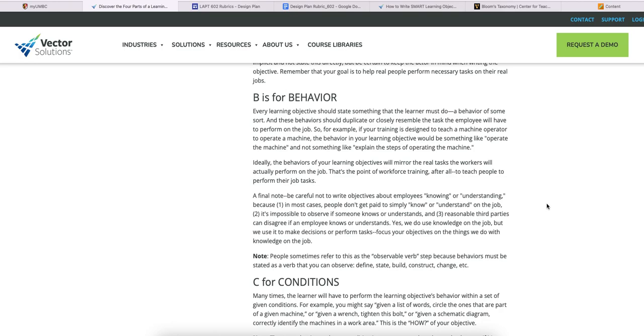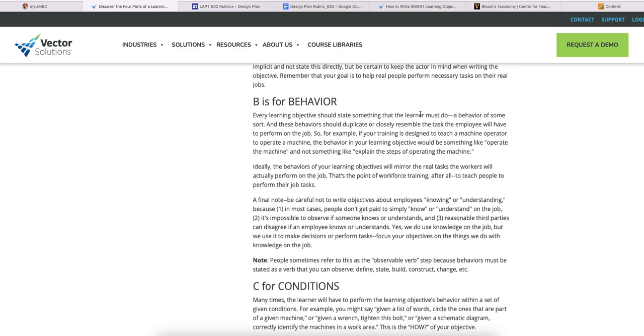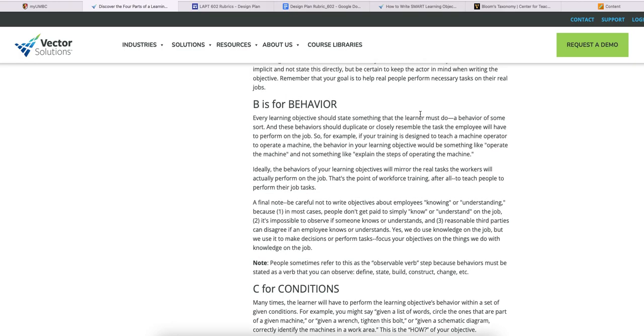Every objective needs to include one behavior, a single behavior, not a compound set of behaviors, but a single behavior. This is the statement of what the learner must be able to do, what they must be able to demonstrate as a result of participating in this learning event. It's not an assignment. It's not something that they're going to learn. It's what they're going to be able to do. It's the behavior that you're looking for as a result of their participation in the course.